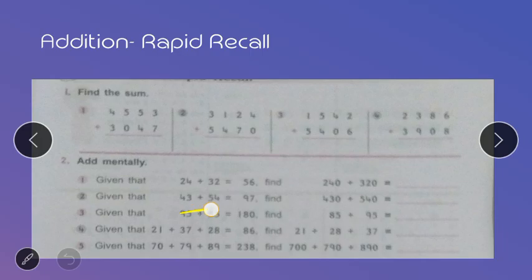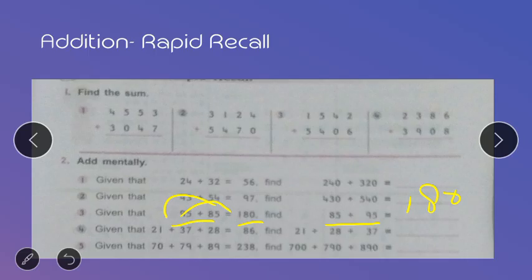43 plus 54 equals 97. Same thing here also. 430 plus 540 equals 970. Third, 95 plus 85 equals 180. So 85 plus 95, only the place is interchanged. So there is no effect on the answer. The answer will be the same, 180.